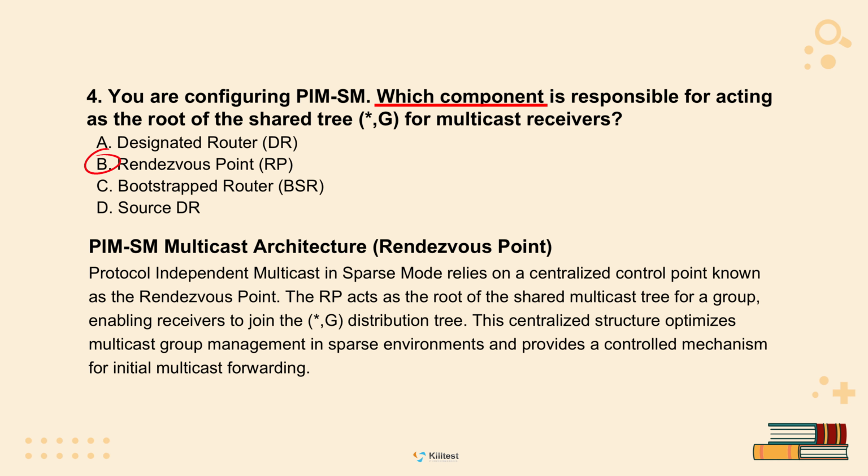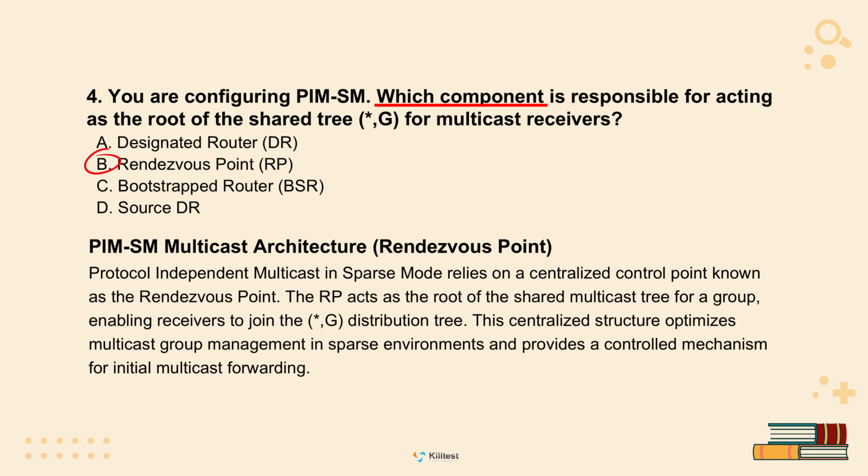So why is the RP so important in sparse mode? Why can't the receiver just connect directly to the source from the get-go? Well, the RP handles the discovery phase. In sparse mode, the sources aren't universally known. The RP provides that one known, centralized point of contact for everyone. It's like a meeting point. It's the network's bulletin board for multicast, yeah.